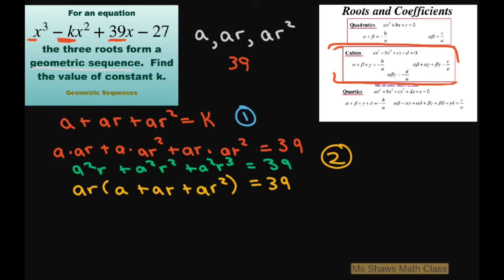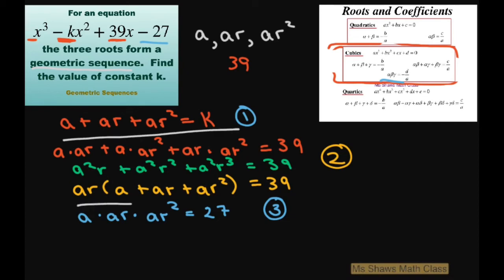And the third one, you just multiply all three of the roots together. That's going to be a times ar times ar squared, and that equals negative d over a. So that's going to be 27 over 1. This is going to be equation 3. All right, you might want to write them down because I'm running out of room here a little bit. Basically, we're just looking at equation 1, equation 2, and equation 3.